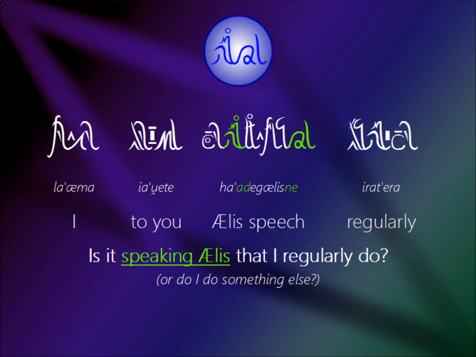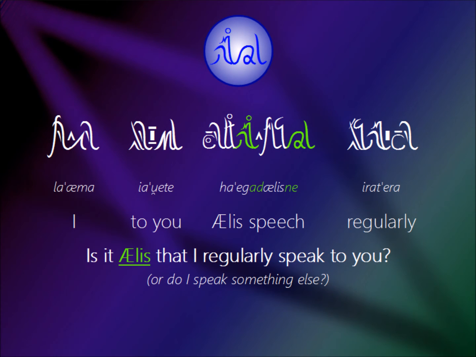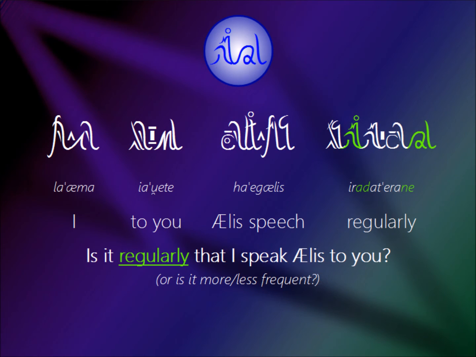La aima ya wete ha ad Ælis ne iratera. Is it speaking Ælis that I regularly do to you, or do I do something else? Also here, a little flick in the order of the root words can change the focus of our sentence. La aima yawete ha Ælis ne iratera. Is it Ælis that I regularly speak to you, or do I speak something else? And if we merge it into our modifier, we get La aima yawete ha Ælis iradaterane. Is it regularly that I speak Ælis to you, or is it more frequent or less frequent?